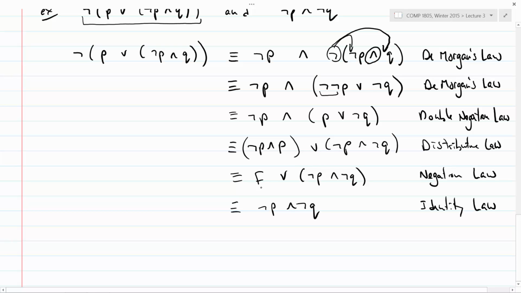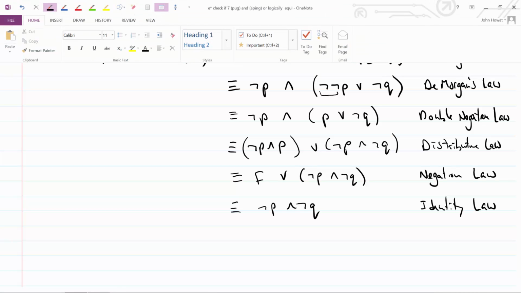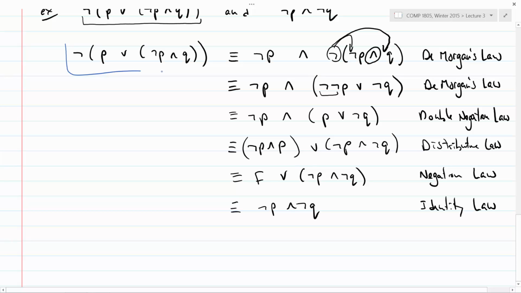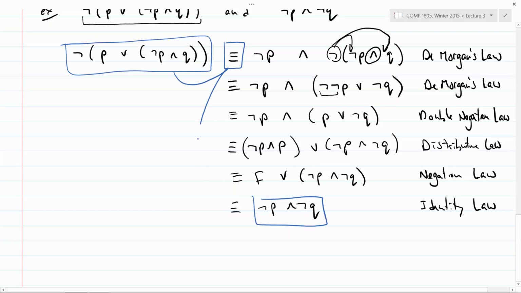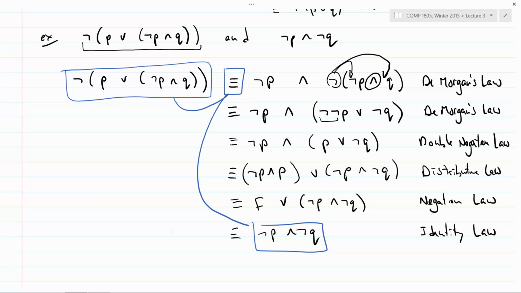If you wanted to be completely technically correct and follow the rules exactly, you would do a commutative law first. But I think we can all agree that that's not really necessary here. All right, so notice what happened. We have this proposition is logically equivalent to this proposition. And that's exactly what we wanted to show. That was the point of this question.